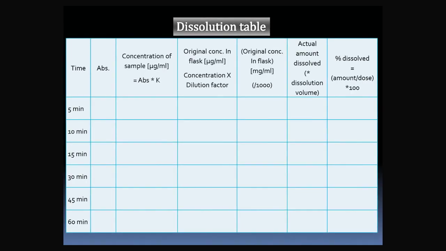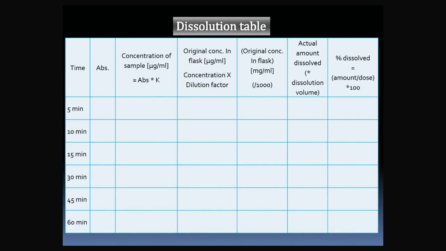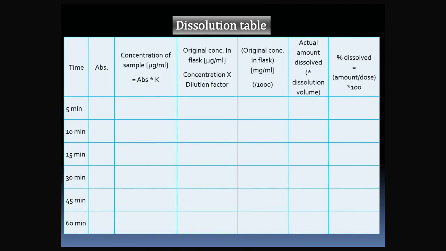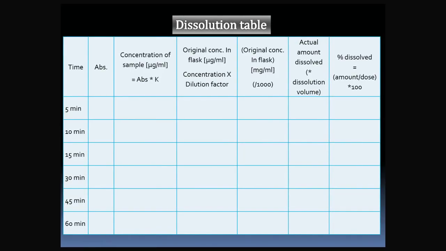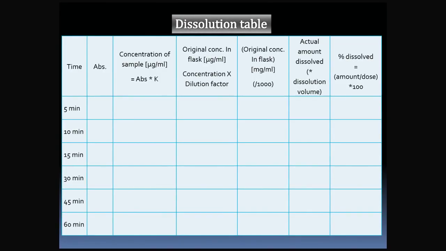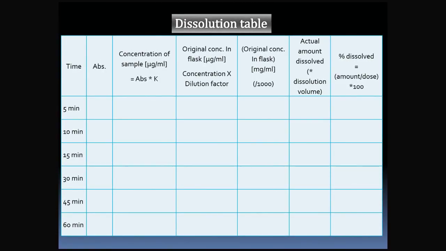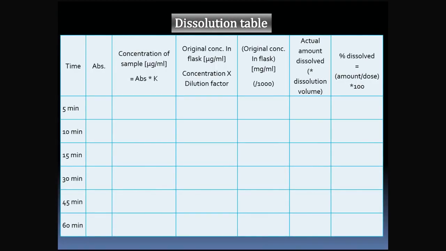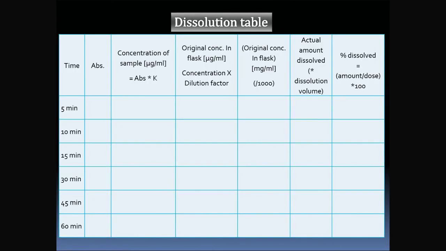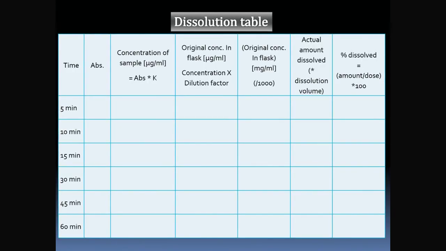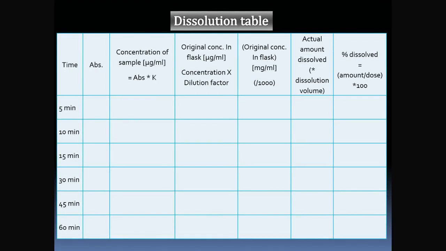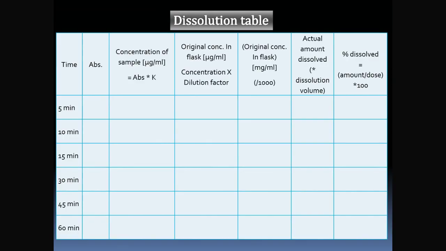Transform raw spectroscopic absorbance into a sample concentration by applying the constant K, which acts as the mathematical bridge between light intensity and molecular density. To reconstruct the true concentration within the large dissolution vessel, multiply that value by your dilution factor, and then divide by 1,000 to shift your units from micrograms to milligrams per milliliter. Next, multiply this concentration by the total dissolution volume to find the absolute mass in solution, then divide that mass by the initial dose and multiply by 100 to yield the cumulative percentage of release.